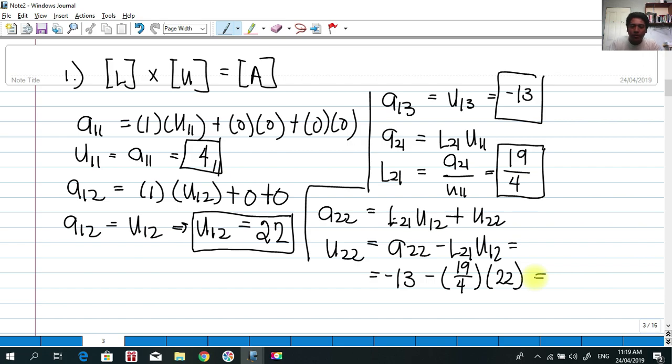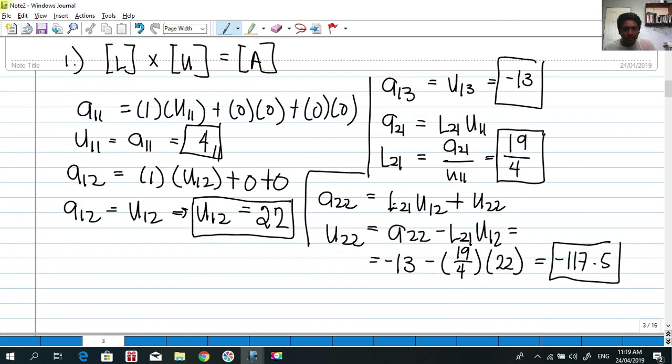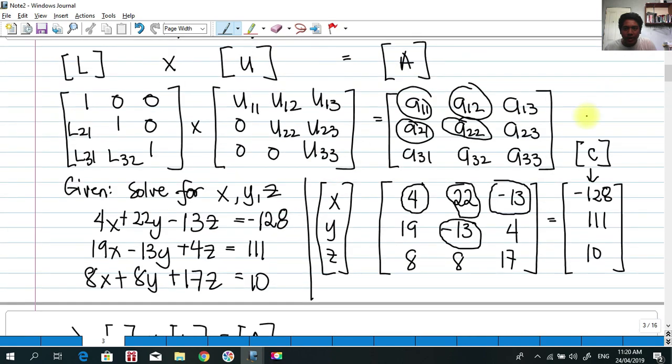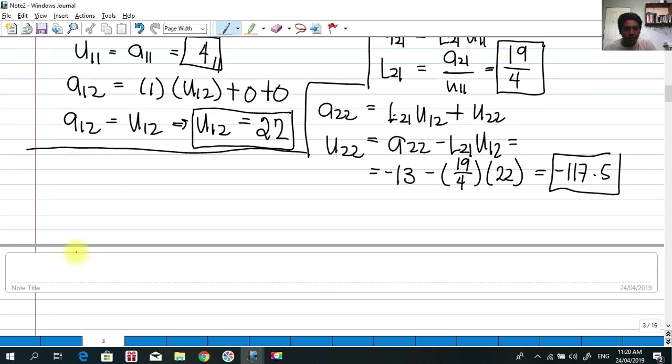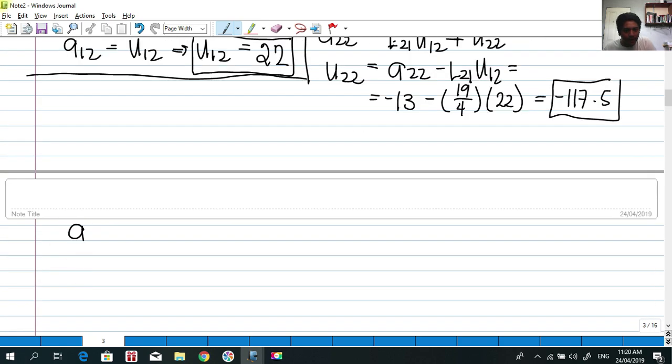Okay, we're going to compute that for a second. 19 over 4 times 22, that should be negative 117.5. So that is our U22. Okay, and again, how many more to go? We have A23 in this case. So we have to solve for A23.